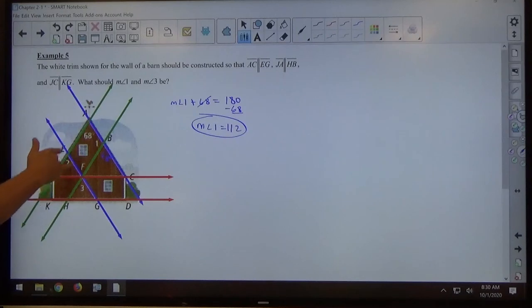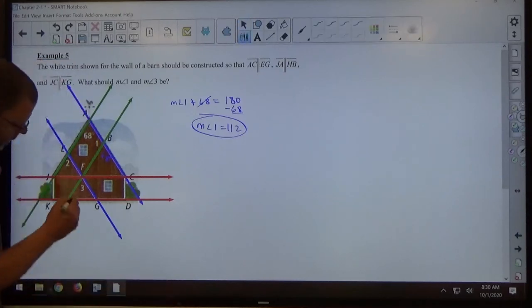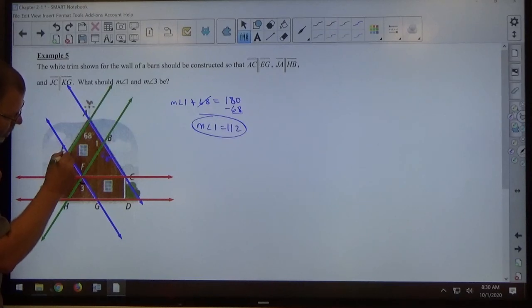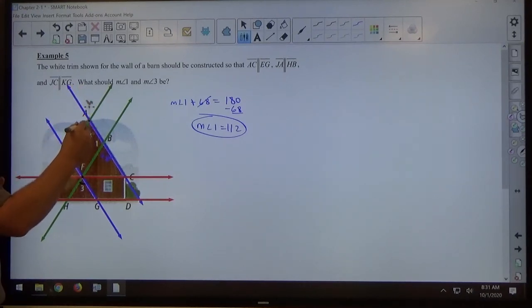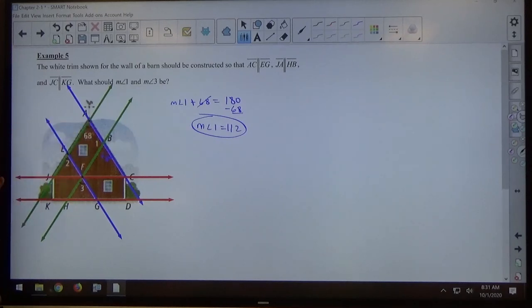I'm looking at the green parallel lines and the blue transversal. Can everybody see that angle 2 and angle 3 correspond? Based on the point of intersection there. Pretend the red lines aren't there. So we got the green parallel lines cut by the blue transversal, 2 and 3 correspond, right? So they should have the same measures as each other. Okay. Blue lines, green transversal, 68 and 2 are also corresponding angles. So those should be congruent to each other.